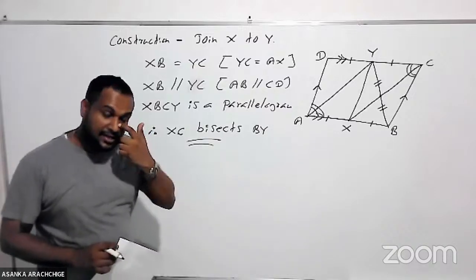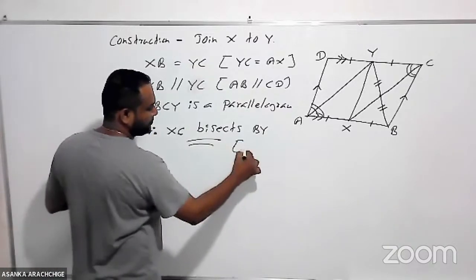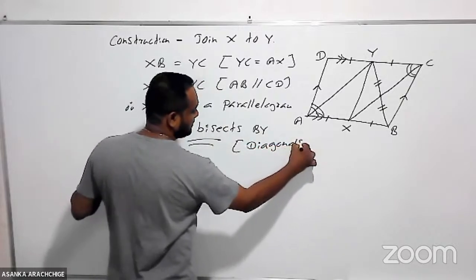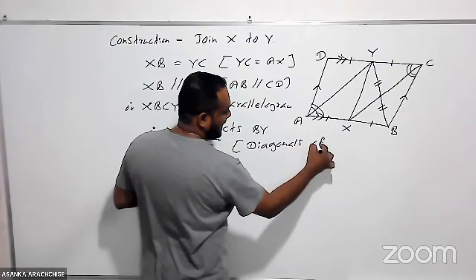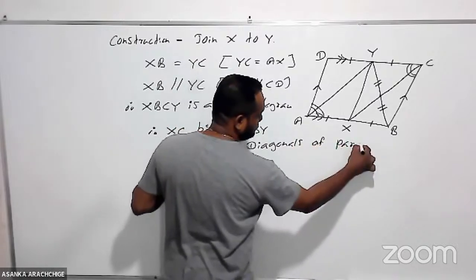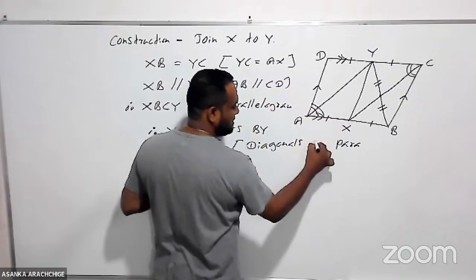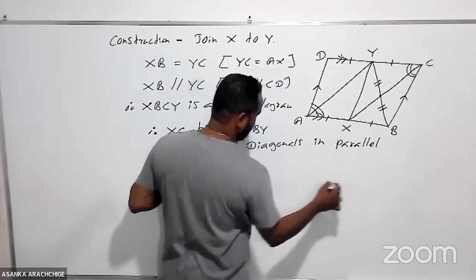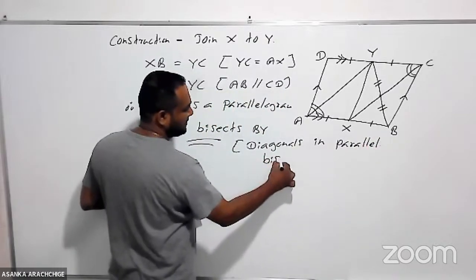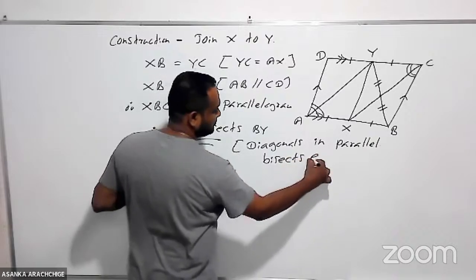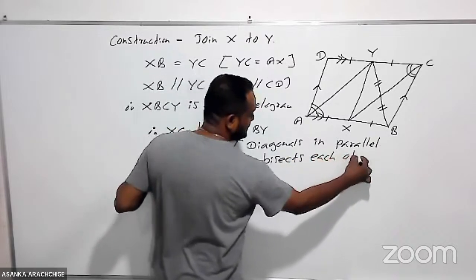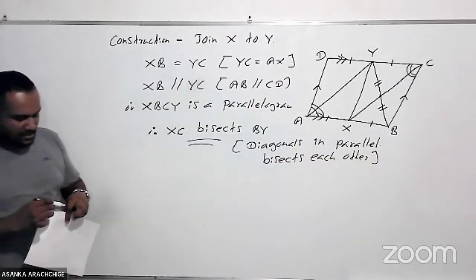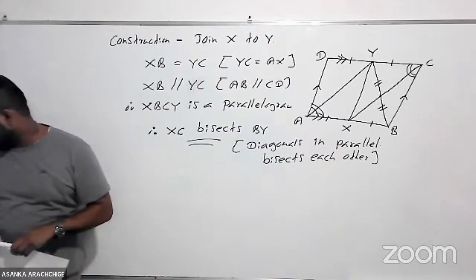Diagonals bisect each other. Diagonals of a parallelogram, or diagonals in a parallelogram, bisect each other. That is the reason. Diagonals in a parallelogram bisect each other.